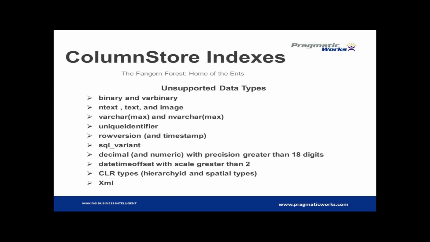Okay, unsupported data types: binary and varbinary, images and that sort of thing, ntext, varchar max and nvarchar max, things like uniqueidentifier, sql_variant, decimal with a precision greater than 18, CLR types, and XML. Those are unsupported in ColumnStore indexes. If you try and create a ColumnStore index on those columns, you will get an error.